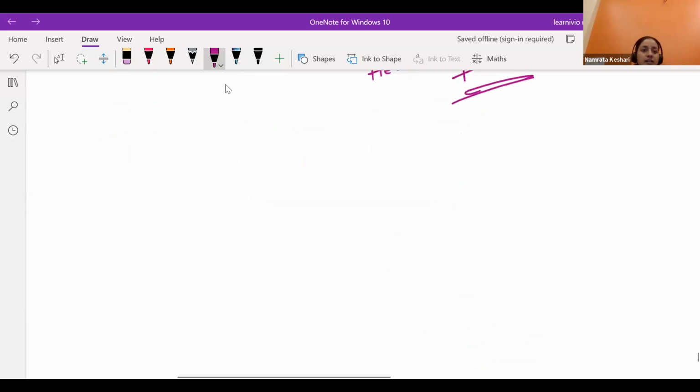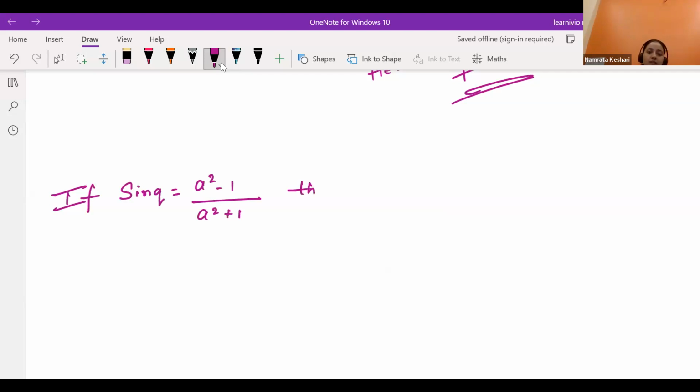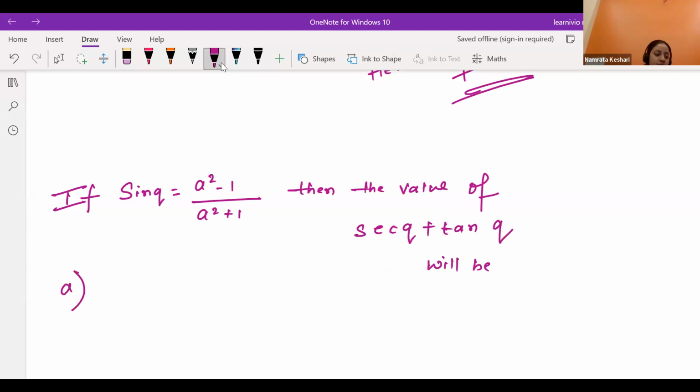Okay, one of the questions is like this. Please try doing it. If sine cube theta is equal to a square minus 1 over a square plus 1, then the value of sec cube theta plus tan cube theta will be: a by root 2, a by a square plus 1.